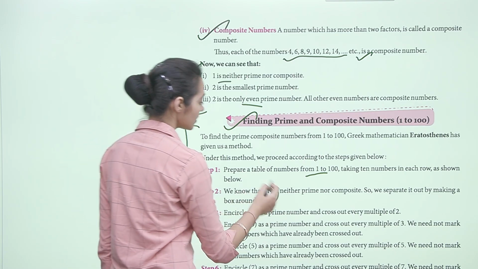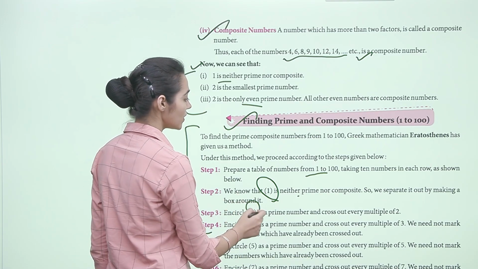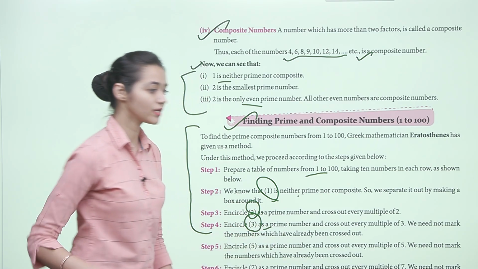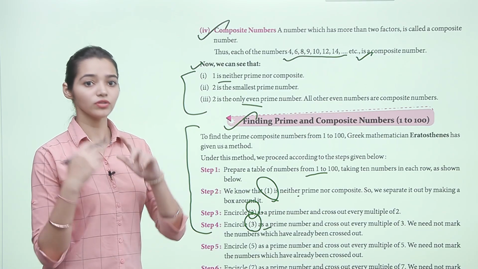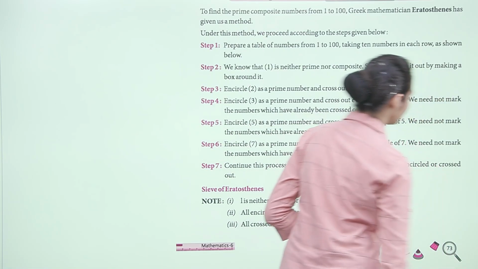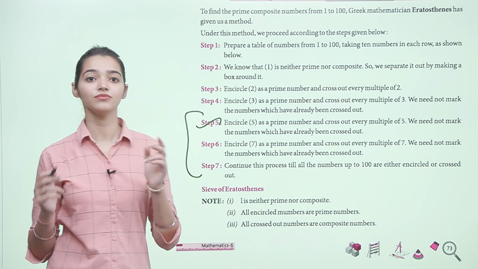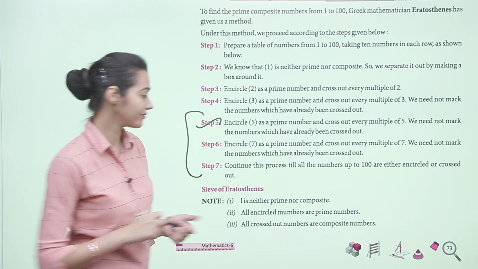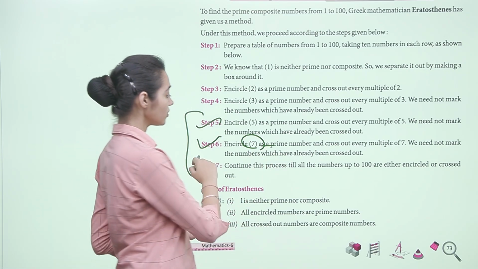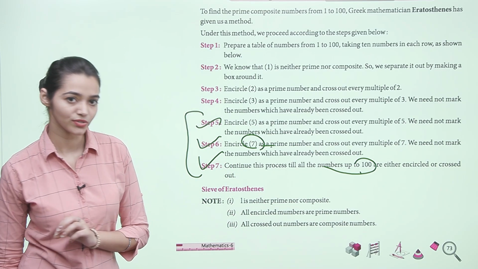We know that 1 is neither prime nor composite, so we separate it from the box. We will encircle 2 and cross out every multiple of 2. We will encircle 3 as a prime number and cross out every multiple of 3, and we do not mark what has already been crossed out. After that, we will encircle 5 and then cross out every multiple of 5. Then encircle 7 and cross out every multiple of 7. Then you have to continue this process till all numbers up to 100 are either encircled or crossed out.